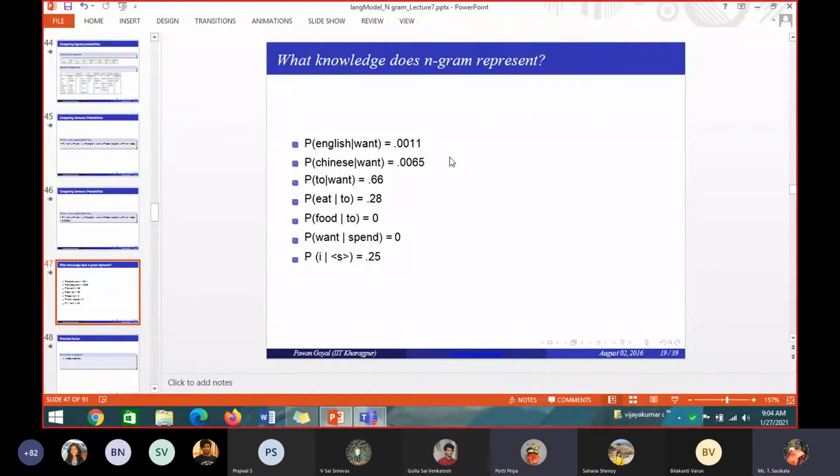Coming to the restaurant, it is mainly telling want to, since it has the highest probability, followed by eat. So they will generally be forming sentences like I want to eat. No, first from first to, can you analyze and tell me what inference you are getting?